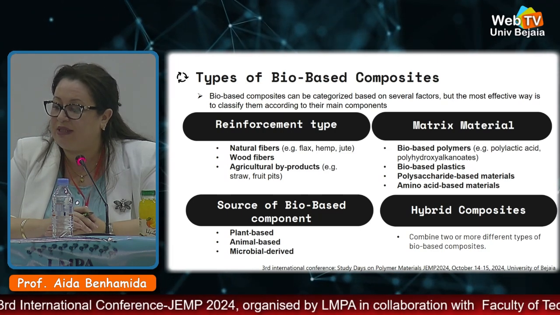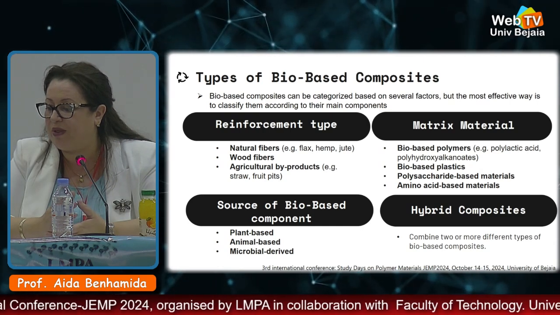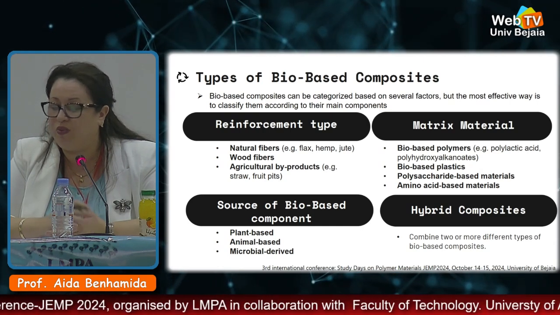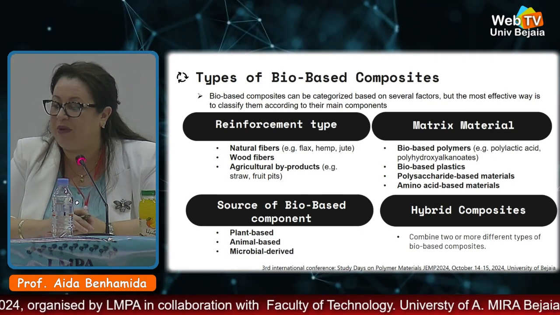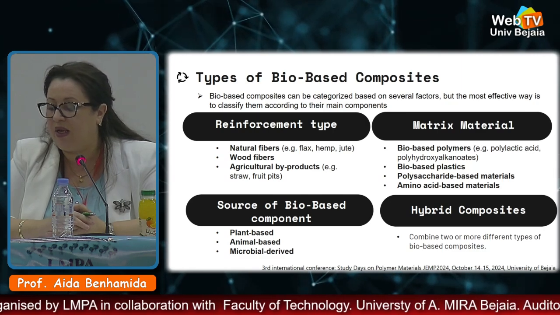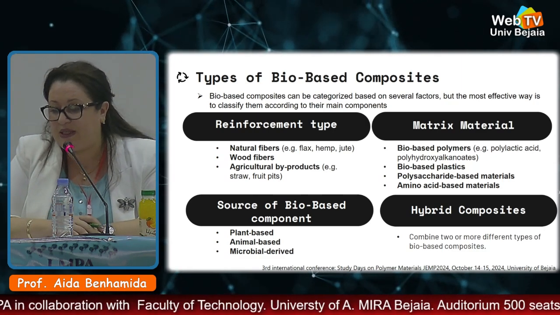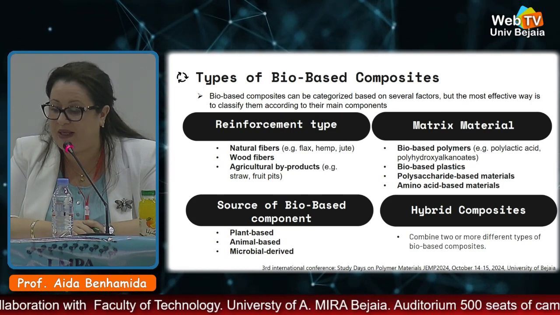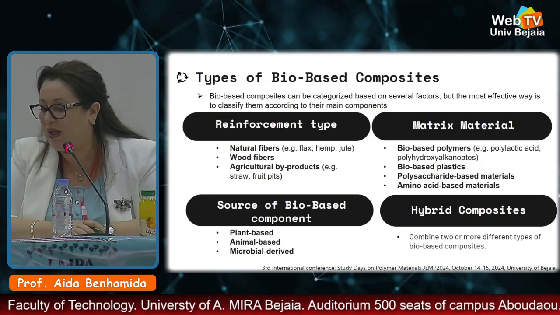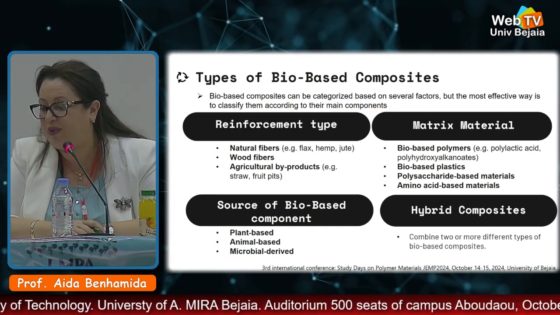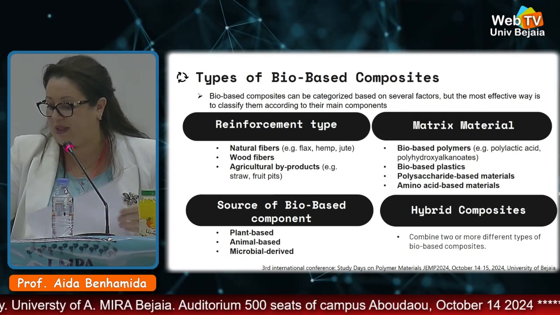We can also classify them based on the matrix materials. We can have bio-based polymers, modified bio-based plastics, polysaccharide-based materials, and amino acid-based materials. We can also classify them regarding the source of the bio-based component. We can have plant-based, animal-based, or microbial-based derivatives. And we can also have hybrid composites, which combine two or more different types of bio-based composites.